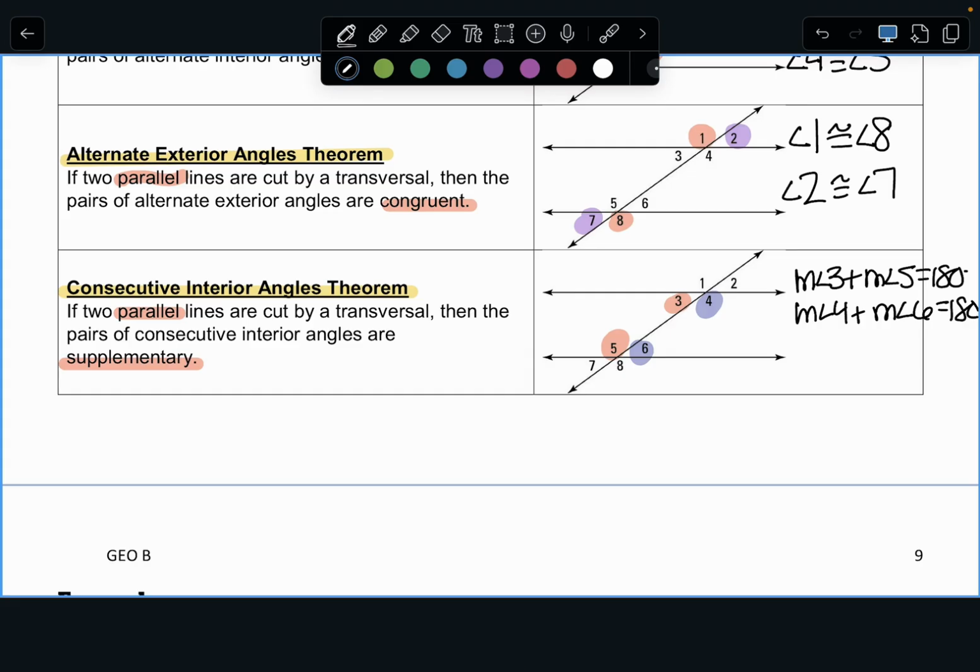So anytime we see a picture like this and we have parallel lines, we can go crazy and know all of our angle measures. Okay?